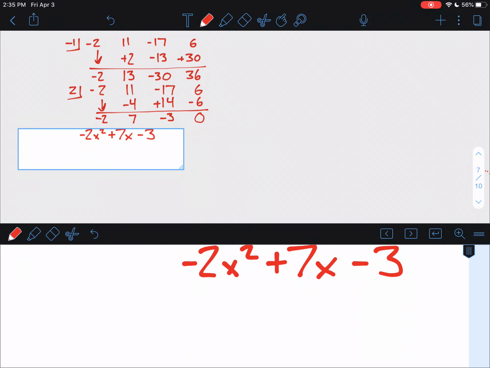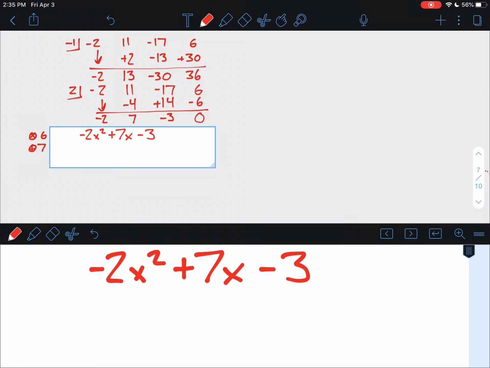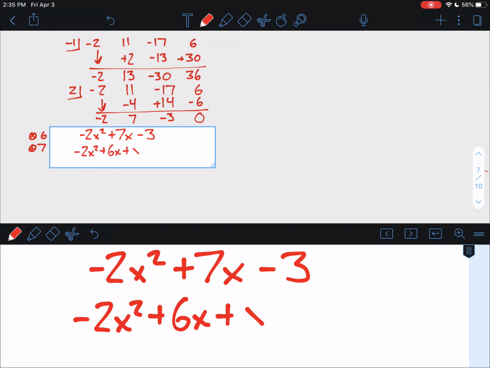So now that it's down to this point, I can just find the factors of it. So I want negative 2 times negative 3 is positive 6. So I want two numbers that multiply to be 6, and they add to be 7. So those two numbers are going to be 6 and 1. So negative 2x squared plus 6x plus 1x minus 3. And then I group.